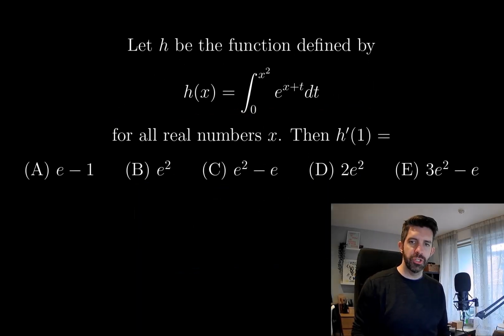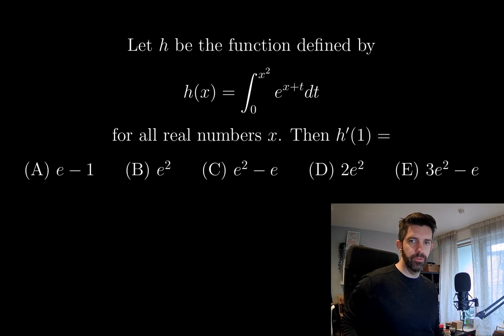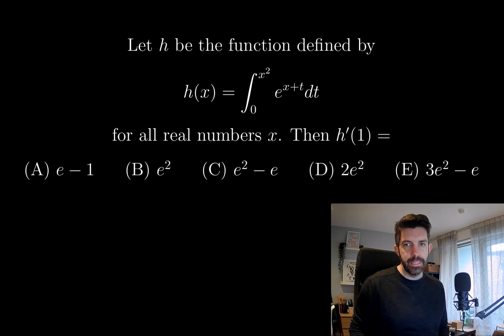Let h be the function defined by h of x is equal to the integral from 0 to x squared of e to the x plus t dt, for all real numbers x. Then h prime of 1 is equal to one of these values.